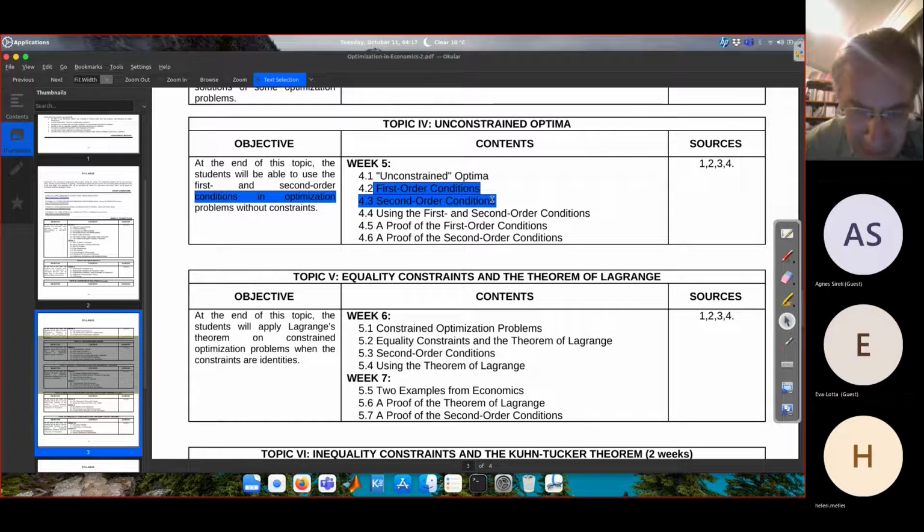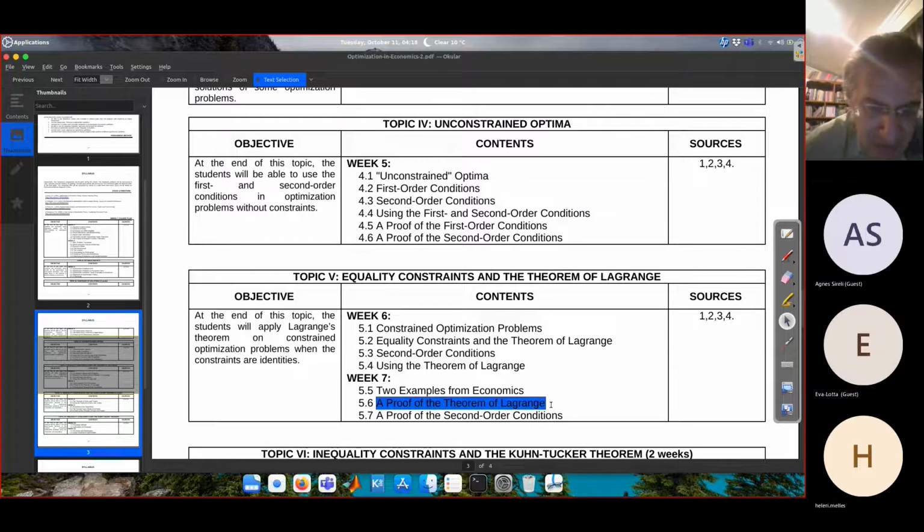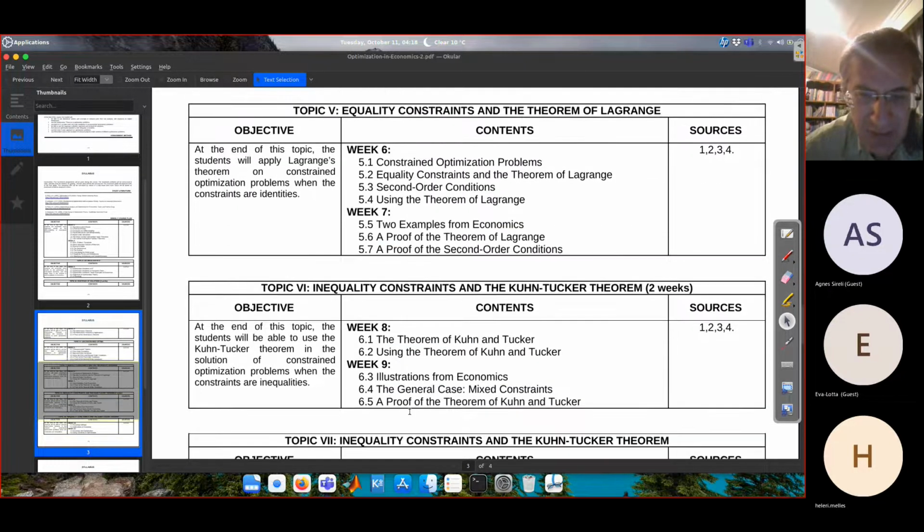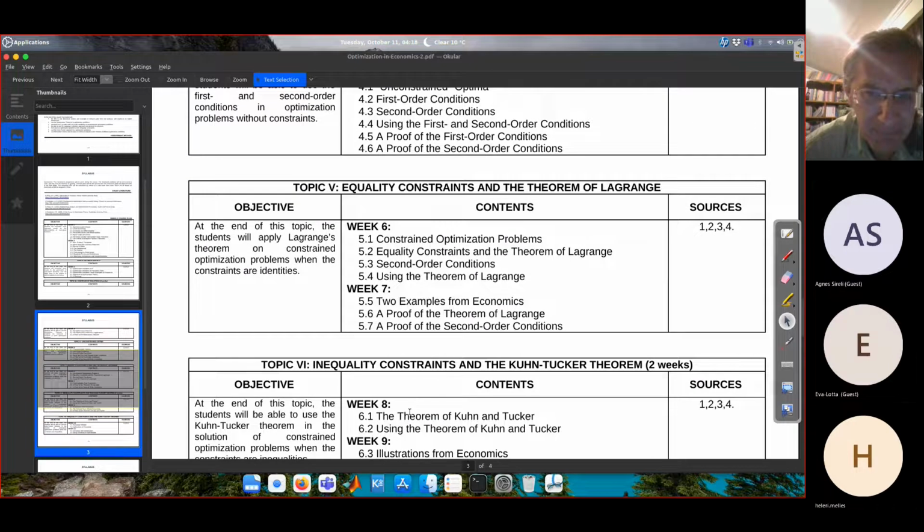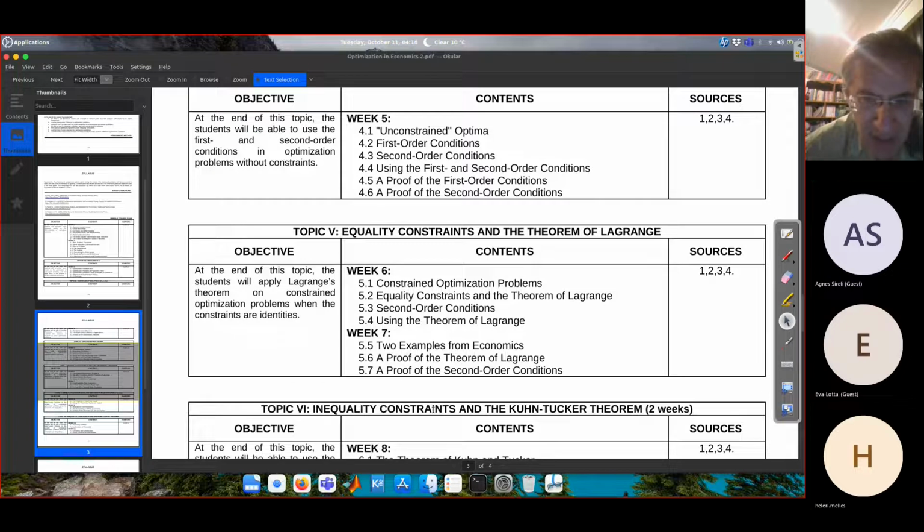Now, before I start, remember that we saw first order and second order conditions here. First order conditions provided necessary conditions for some point to be the optimum of a problem, and second order conditions provided sufficient conditions. Same thing will happen in the next topics. We're going to see the Lagrange's theorem, which will provide necessary conditions for one point to be the optimum, and the second order conditions will provide sufficient conditions. So we're going to see the same things over and over in the following topics. That's the basic idea. Any questions on where we are right now?